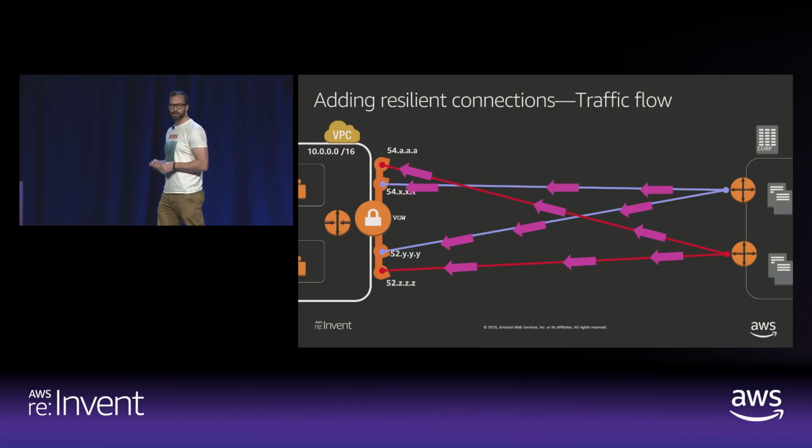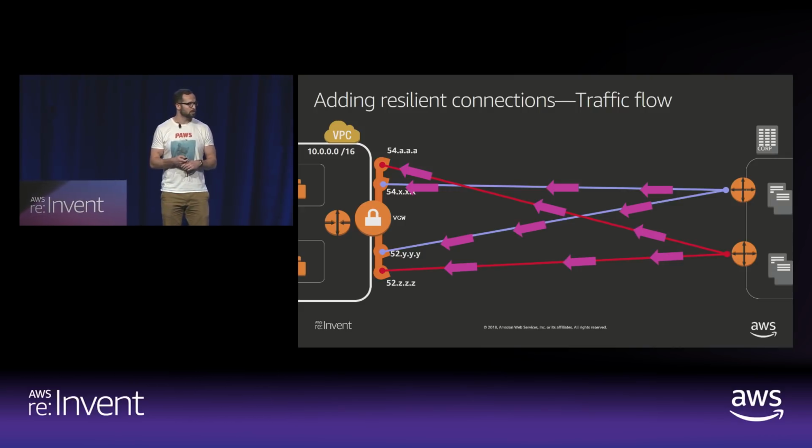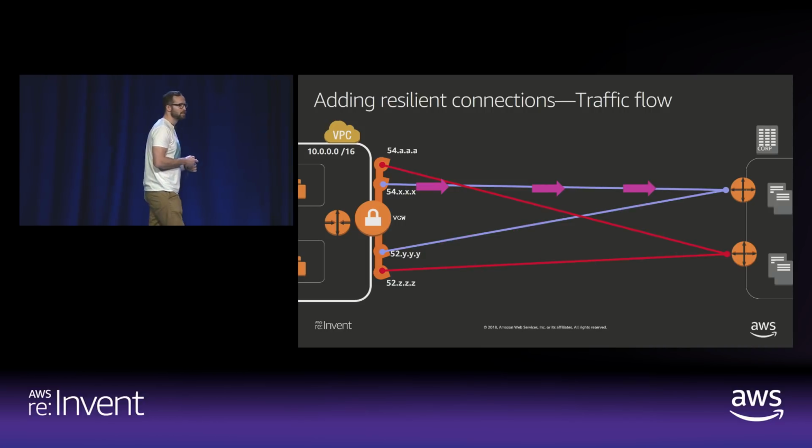No. So to AWS, we can still use multiple tunnels if we override the defaults. But in the other direction, even though we have 4 paths, the VGW will only select a single path for sending traffic back.